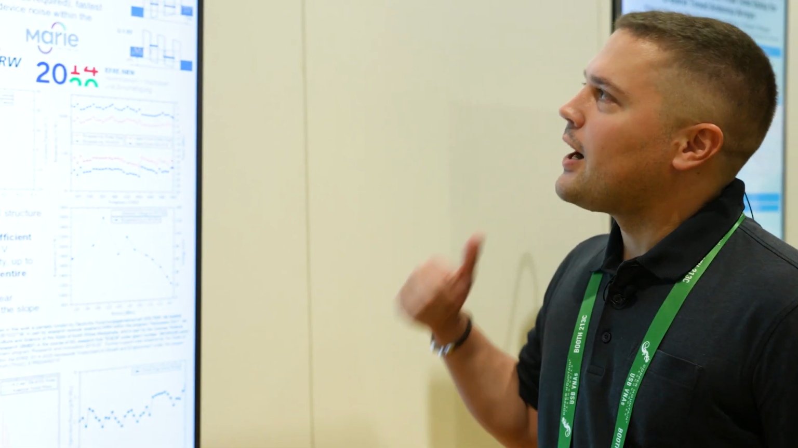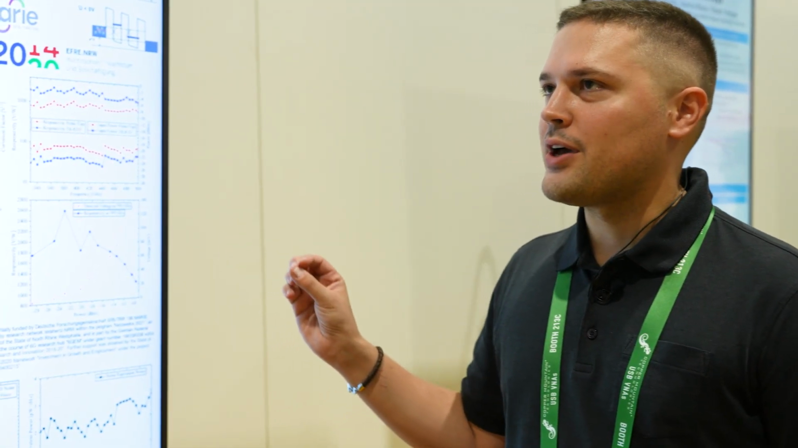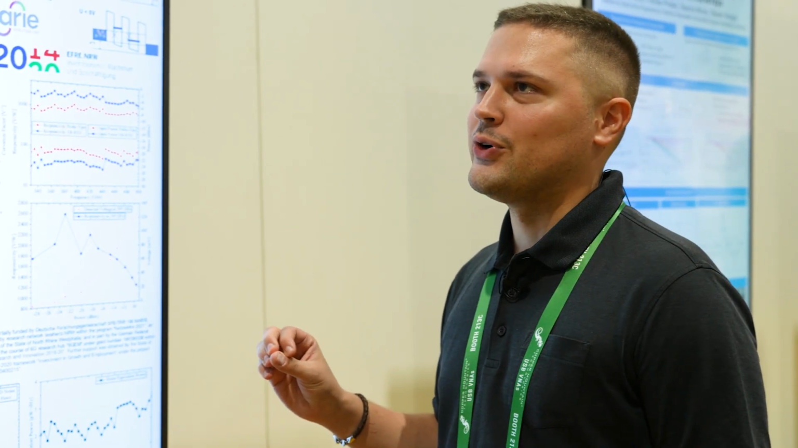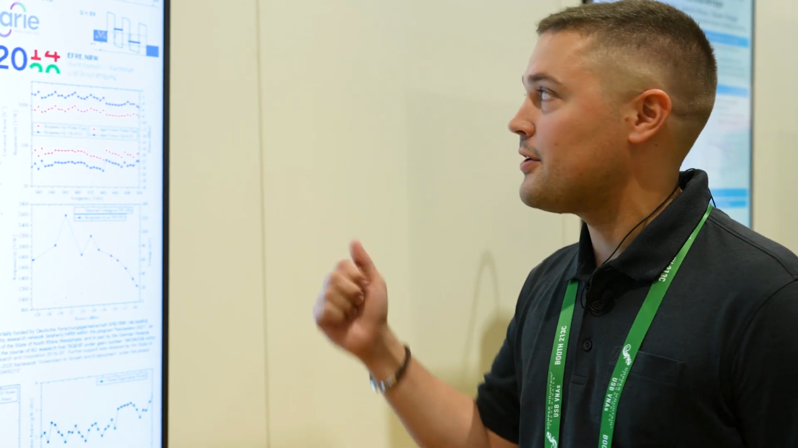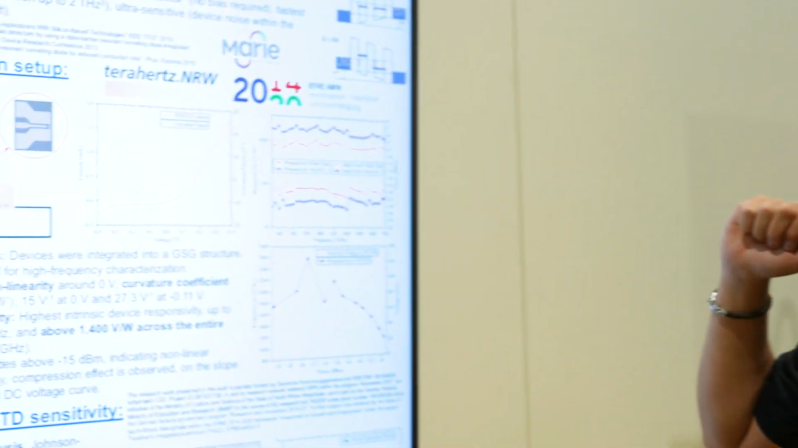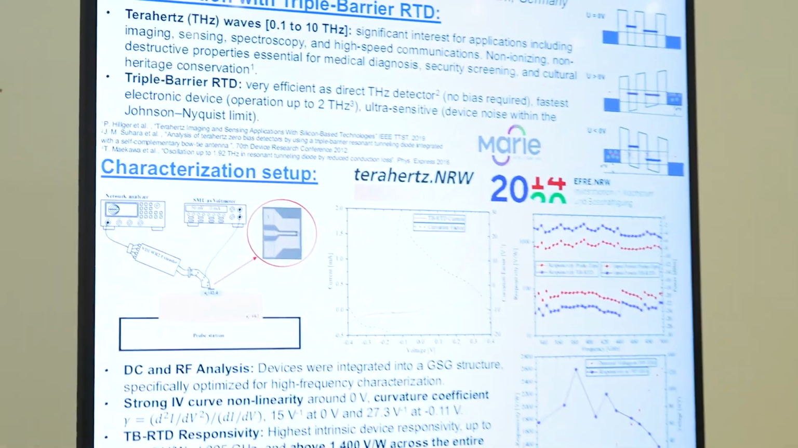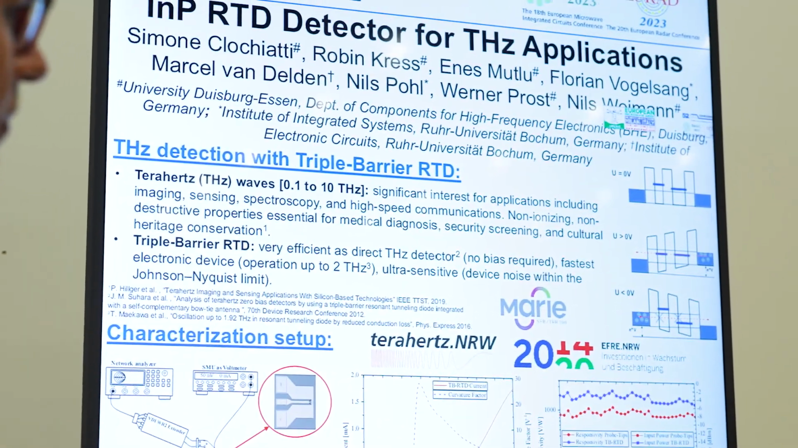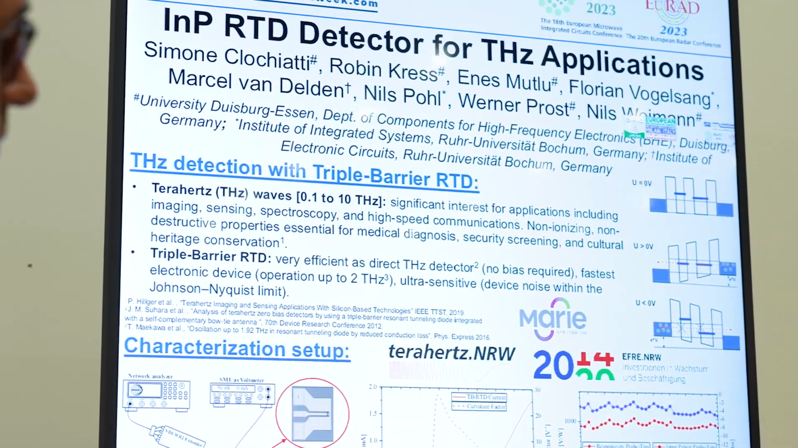And I don't know if you're familiar with the RTD, but it's a very special device. It's a diode. And in this particular case, we have a triple barrier RTD, so an RTD with 3 potential barriers. And its behavior and working principle is illustrated here.